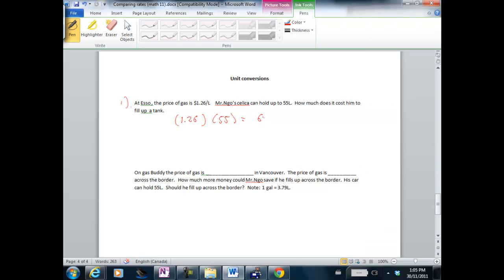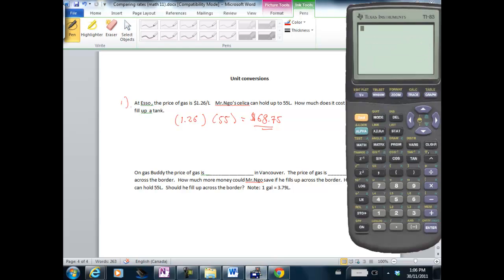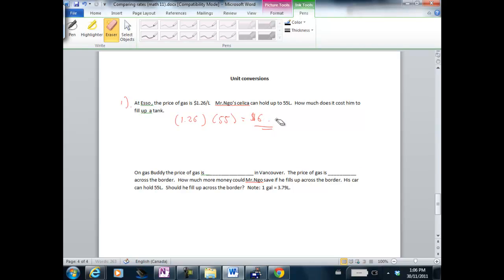68.75. Nope. So here is how much it would cost to fill up my car every single week and a half. Wait, what's going on? No, try again. Oh, hang on, I used a point. My calculator's wrong. 69.3. Owning a car is very, very pricey. No, that's the cheapest gas.